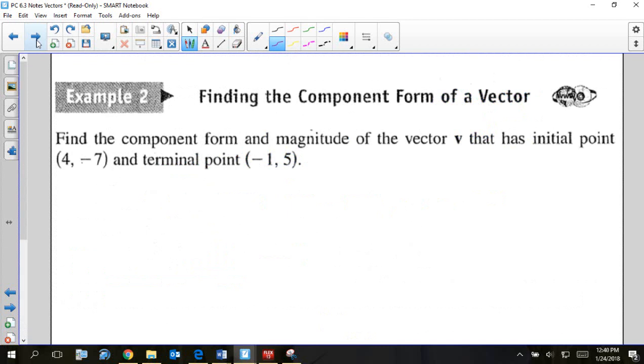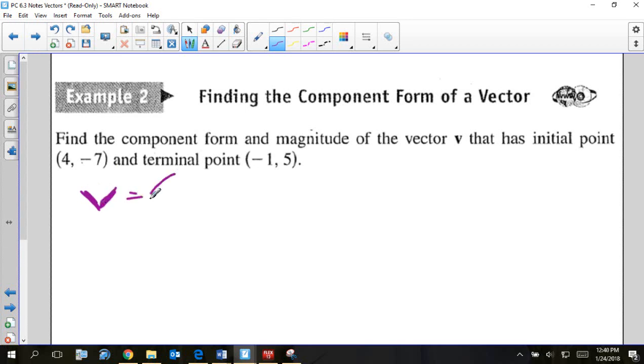Okay. Here we have: find the component form and the magnitude of vector v that has initial point at (4, -7) and terminal point at (-1, 5). So we've got our initial point and our terminal point, and we're finding component form and magnitude.